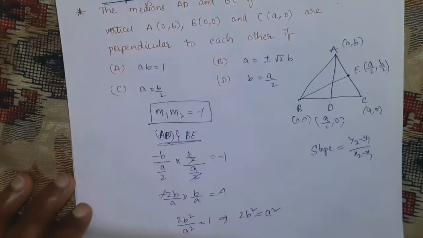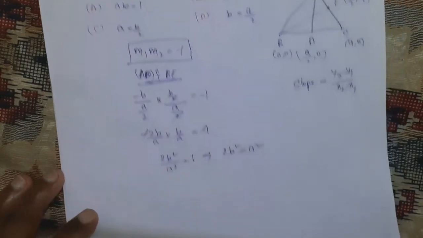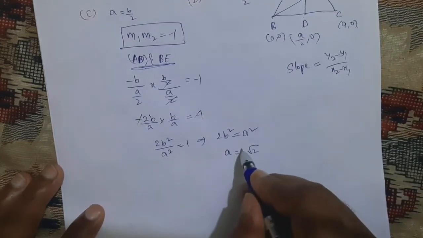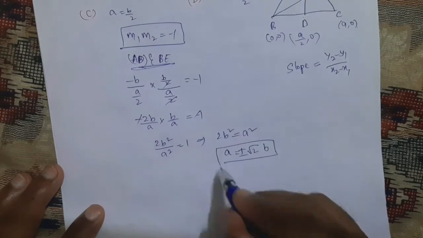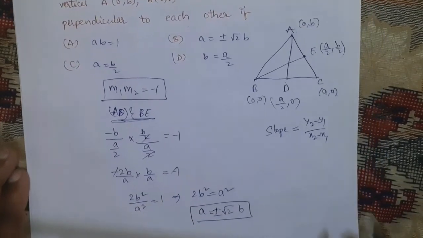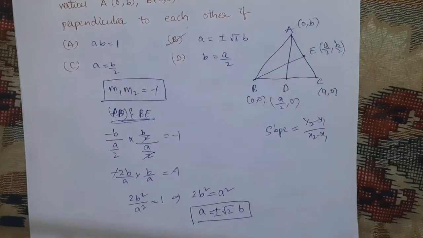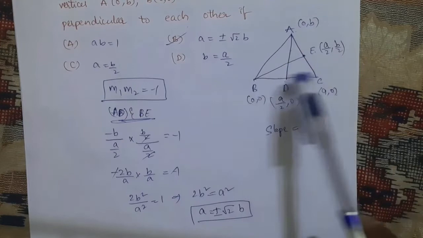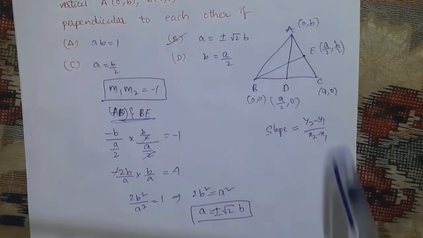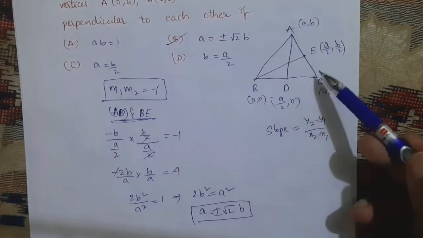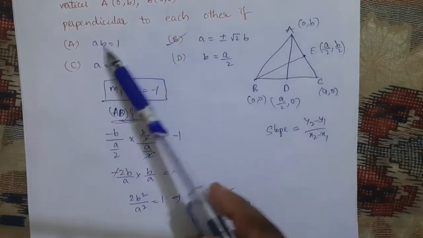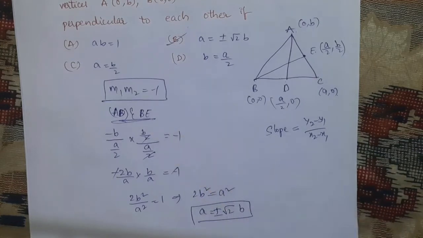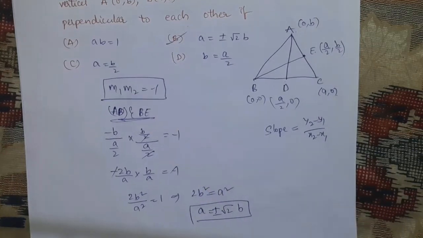Now you see how the options are given, in terms of a. So a square equal to 2b square, a we can write as plus or minus root 2 into b. This is option number B. Hope you understood. As they have given medians AD and BE, D is nothing but the midpoint of BC, E is nothing but the midpoint of AC. Find them by using the midpoint formula, and then to find whether those two are perpendicular, the product of slopes should be equal to minus 1. Based on that you will get the condition of a and b.